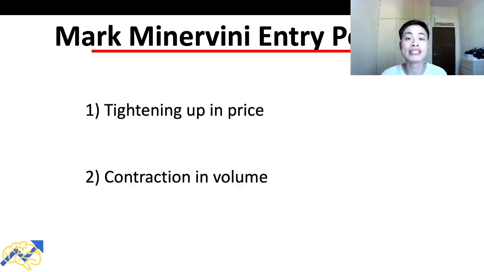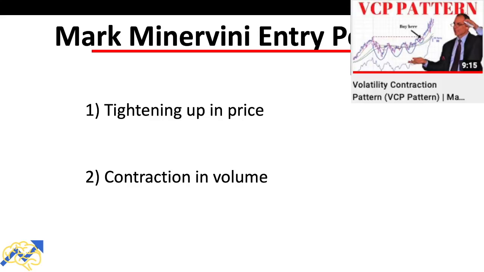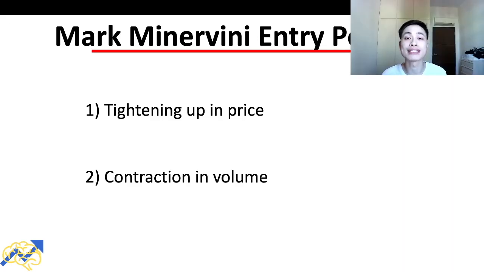So these are the characteristics that they share. The first is tightening up in price, and the second is contraction in volume. So we want to see Mark Minervini's volatility contraction pattern characteristics in these entry points. I have a video over here talking more about the volatility contraction pattern by Mark Minervini. But basically what the volatility contraction pattern or VCP pattern means is that we want to see these 2 characteristics in the entry points. So the first is the tightening up in price, and the second is contraction in volume. So just take note that all of these entry points in a base pattern, the standard pivot point, the cheat entry, and the low cheat entry all should display these VCP pattern characteristics.